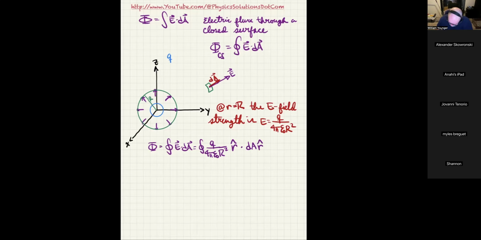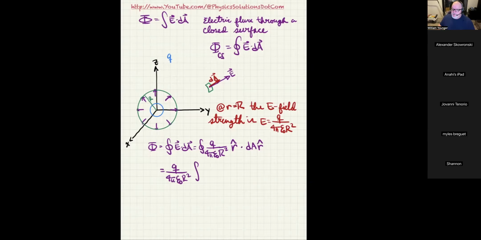So, with this in mind, we see we're going to integrate some dA, the Q, the 4 pi epsilon naught, the big R squared. All of those are constants, so I can pull them right out in front of the integral. So I'm going to get Q over 4 pi epsilon naught R squared. All that comes out in front.